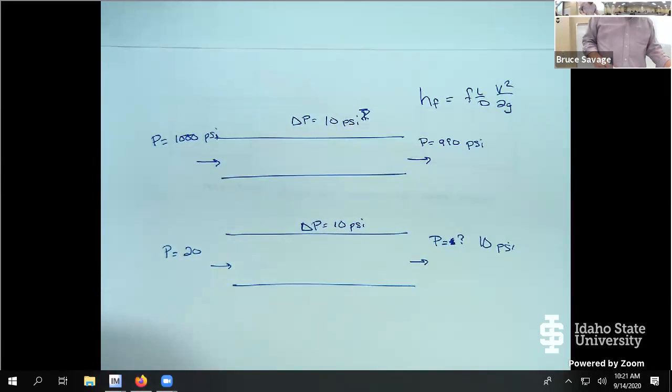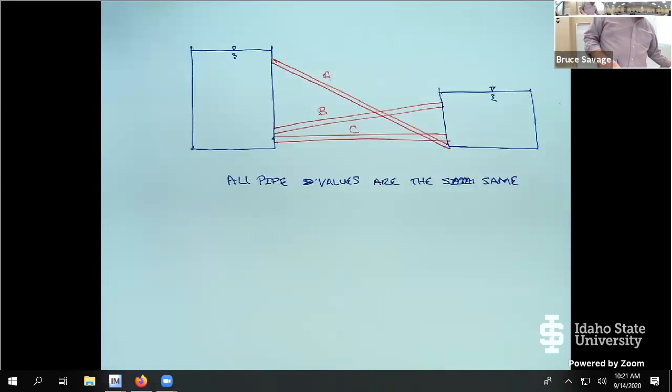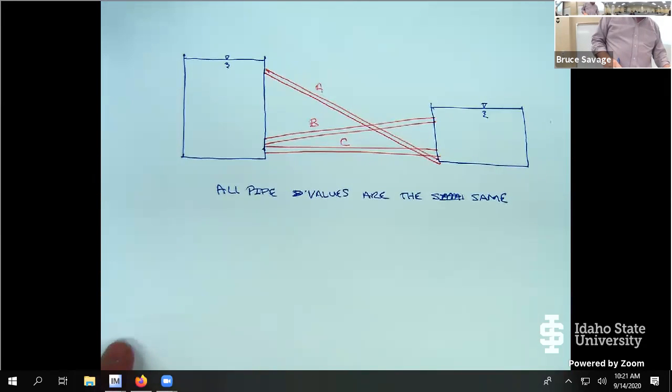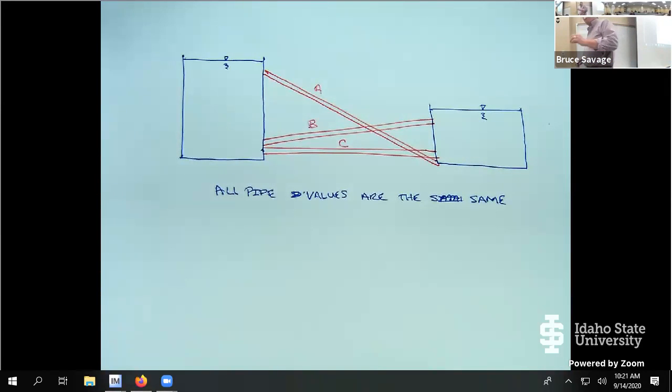So coming back to this concept here, Scott brought up a really interesting point, which I believe is very intuitive, but is it correct? What drives the flow? Head pressure. The head differential between these two. Is the head differential any different for any one of those three pipes?